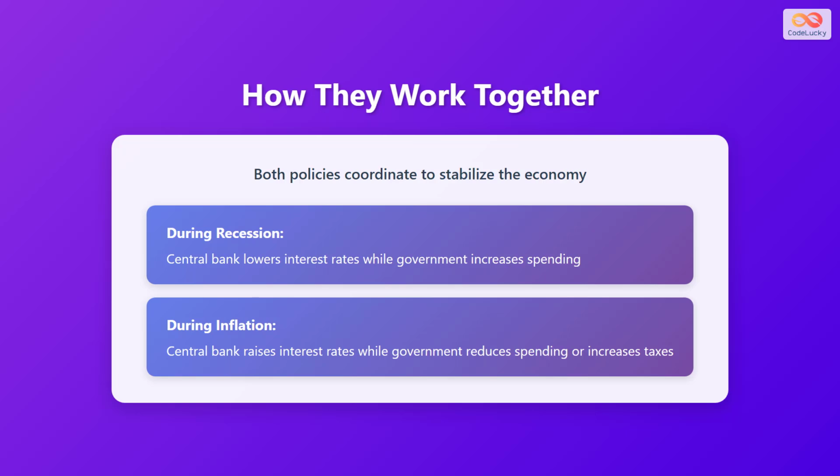Although monetary and fiscal policies are managed by different institutions, they must coordinate to effectively stabilize the economy. During a recession, when economic activity slows down, the central bank typically lowers interest rates to make borrowing cheaper, while the government increases spending to inject money directly into the economy. Conversely, during periods of high inflation, when prices rise too quickly, the central bank raises interest rates to reduce spending, while the government may reduce its spending or increase taxes to pull money out of the economy. This coordination is crucial for maintaining economic stability.